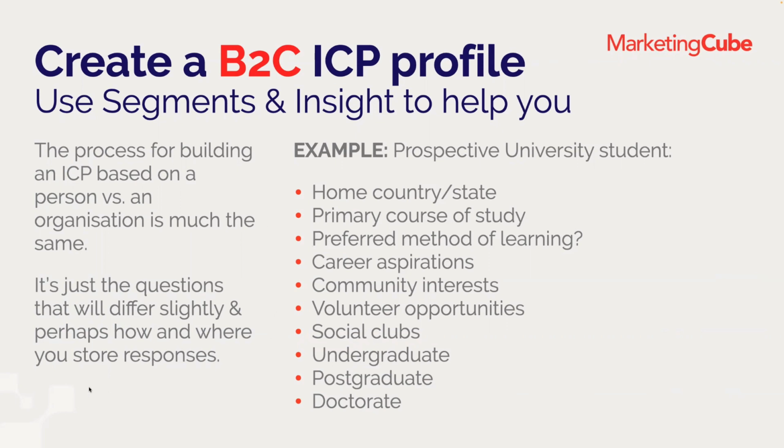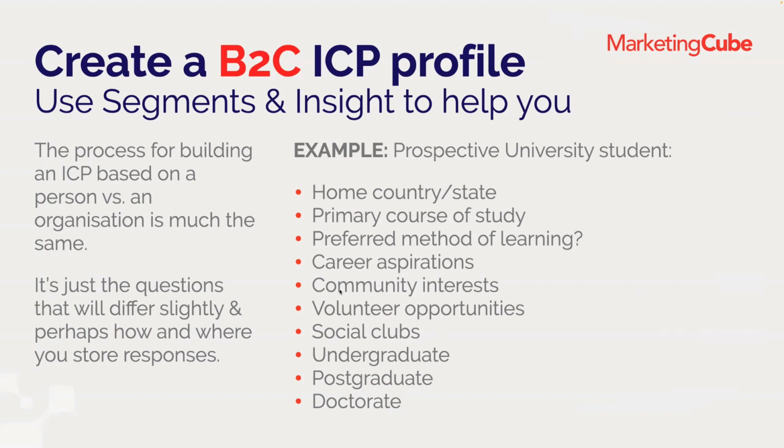But the nature of the questions that we ask in this example, as we now look more at demographic information versus firmographic information, is they become a little bit more personal. So preferred methods of learning. Are you an on-campus type of person, or is online learning your absolute preferred, or maybe a hybrid of the two? What are the community interests of this particular individual? Do they like to volunteer? What sort of opportunities would they be looking for potentially? And that would help you shape future communications to that particular person.